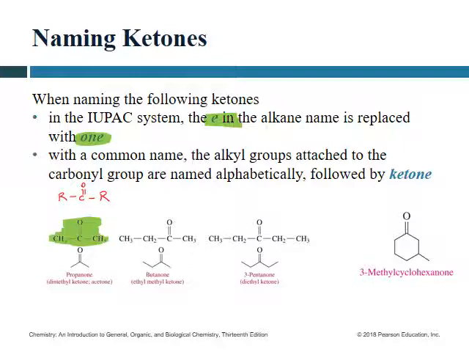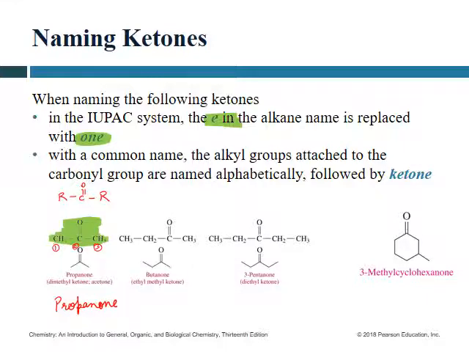So when you recognize this, how do you count the carbons? You could go either way in this case, because this is also 1, 2, 3. If I start from this end, it would be 1, 2, 3, so it doesn't matter. So this would give me 1, 2, 3. 3 carbon means propane. Replace E with on, so it would be propanone.